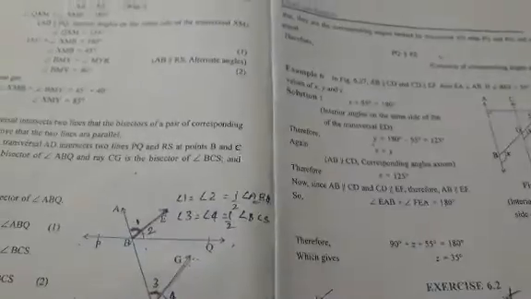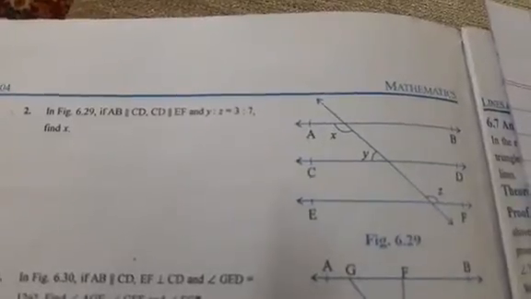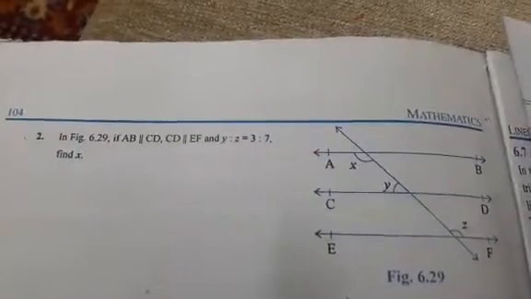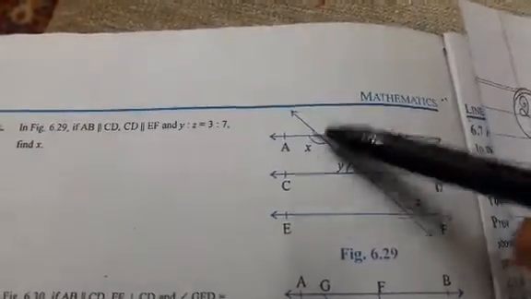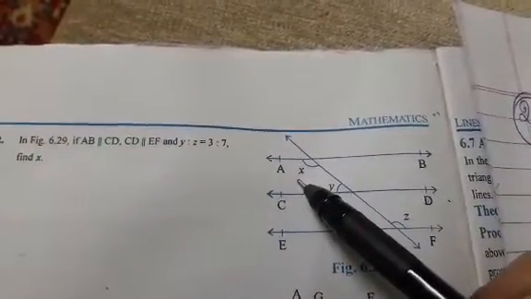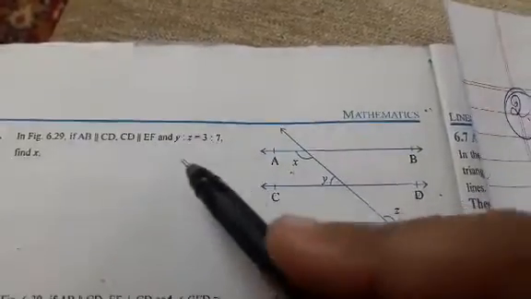Okay, now coming to question number 2, exercise 6.2. Look here, figure 6.29. You can see that there are three lines, and these three lines are parallel to each other. So look at the values which are angles which are unknown: x, y, and here z. You have to find the value of x. Now the ratio of the angles y is to z is given as 3:7.